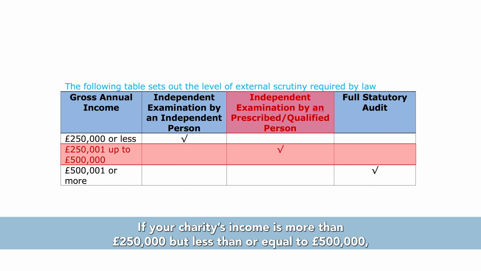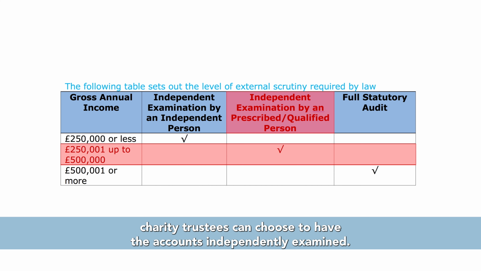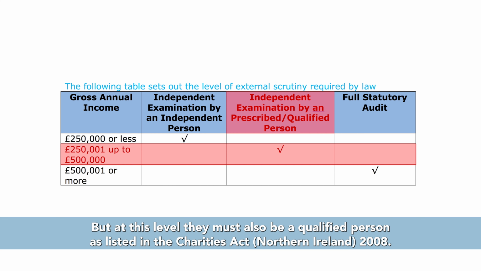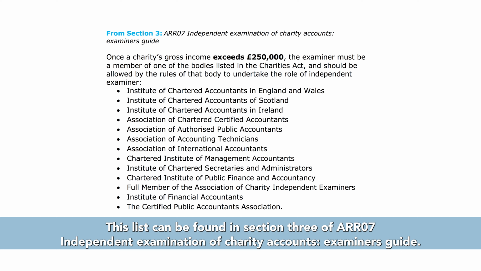If your charity's income is more than £250,000, but less than or equal to £500,000, charity trustees can choose to have the accounts independently examined. Again, the person appointed must be independent of the charity. But at this level, they must also be a qualified person, as listed in the Charities Act, Northern Ireland 2008. This list can be found in Section 3 of ARR07, Independent Examination of Charity Accounts, Examiner's Guide.